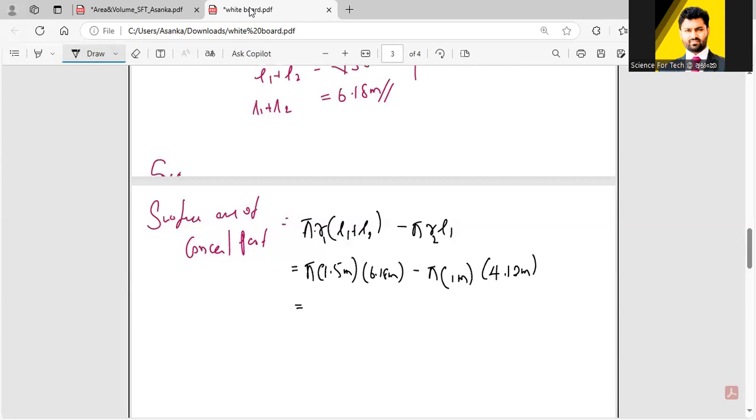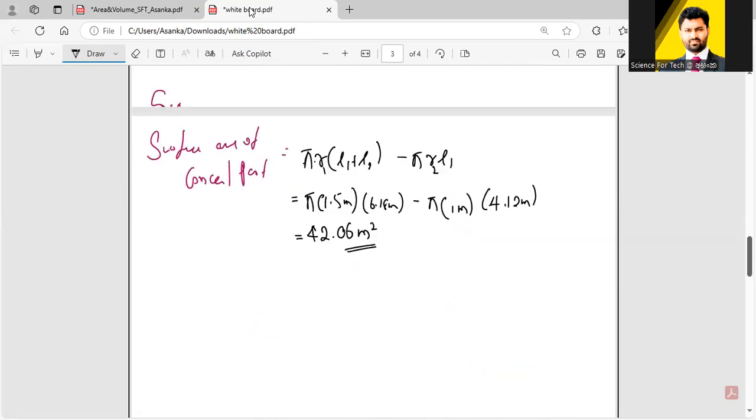Let's see the value. 1.5 multiplied by 6.18 and multiply it by pi, and this is added to pi times 1 times 4.12. The answer is 42.06 square meters. 42.06 square meters.